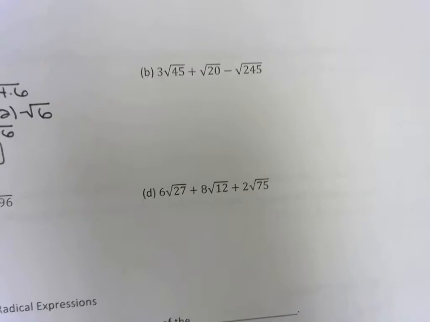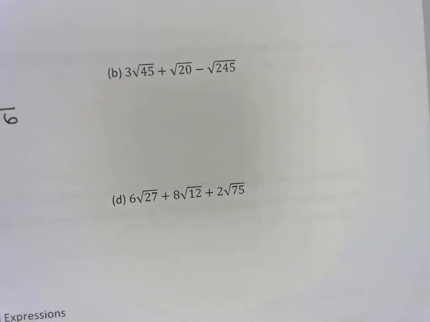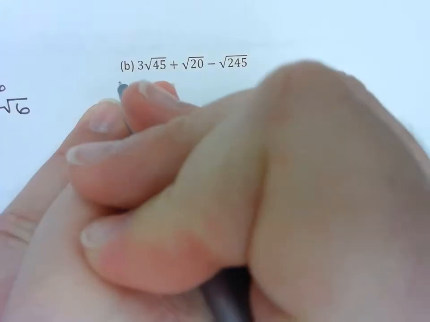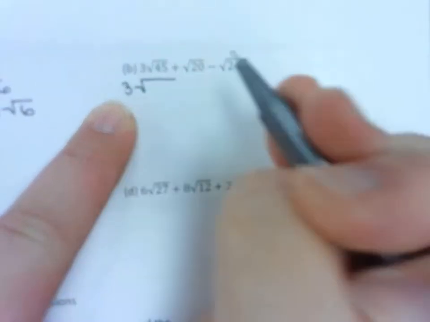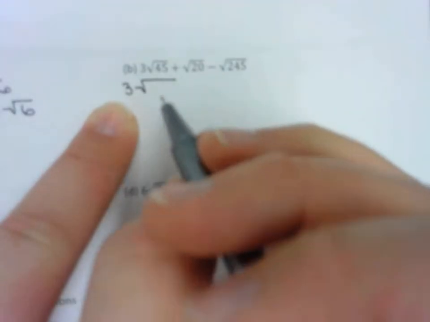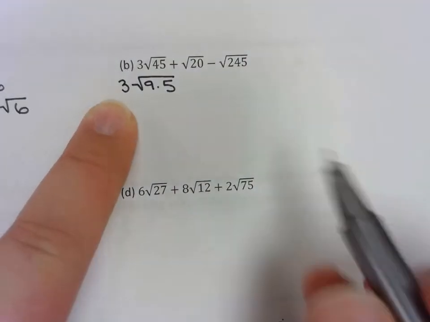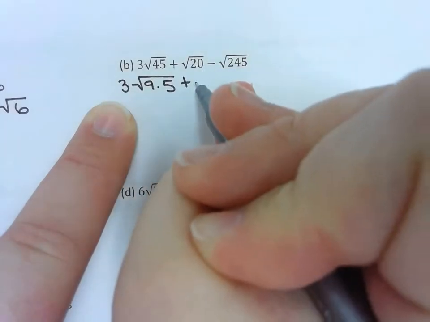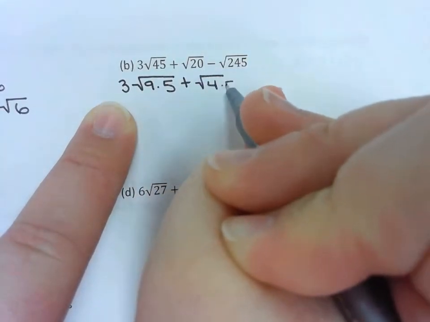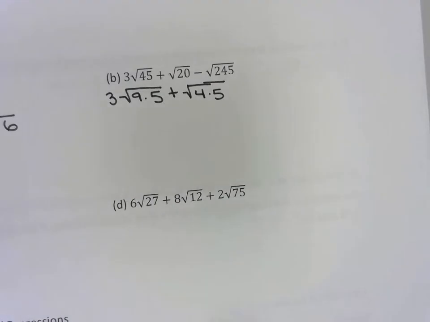Okay, now let's look at the next one, B. Make sure everything is simplified first. If I look at 45, what is the biggest perfect square that goes into 45? That is going to be 9 times 5. Plus, the biggest perfect square that goes into 20 is 4, so 4 times 5. And then 245, I don't necessarily know off the top of my head, so I'm using a calculator. Let's start taking 245 and dividing by some perfect squares. It ends in a 5, so maybe 25? Nope, not going to come out even.